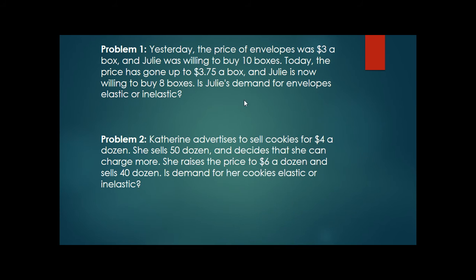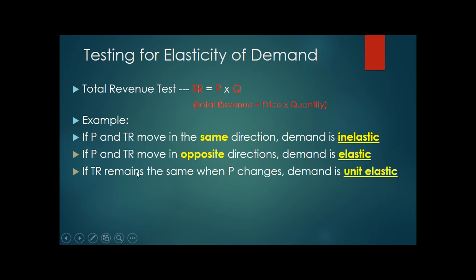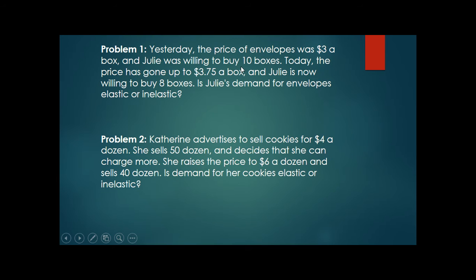So what does that mean? If she's willing to spend $30 in either case, because the amount that she's willing to spend does not change, we have unit elastic. Remember, that goes back here. If total revenue remains the same when price changes, demand is unit elastic. So on Julie, we change the price. We don't change the total revenue. Total revenue remains the same. Therefore, it's unit elastic. Okay, let's try another one.